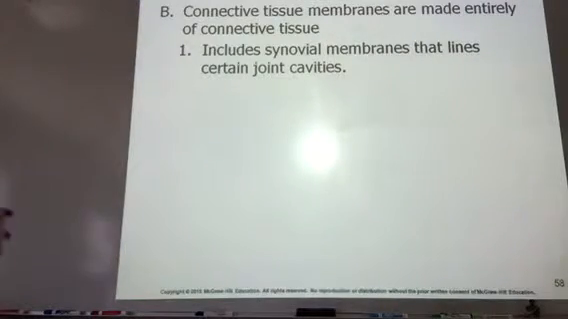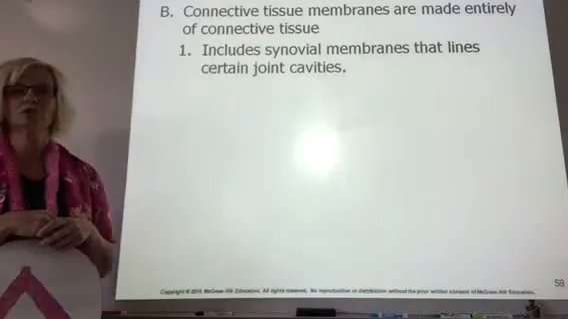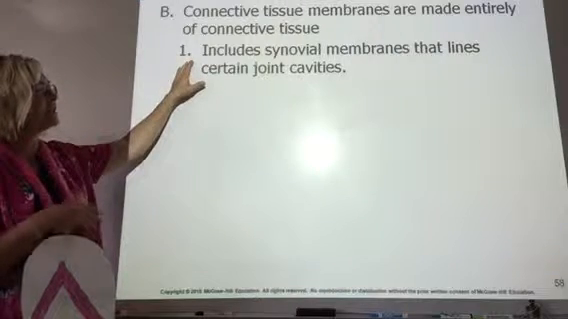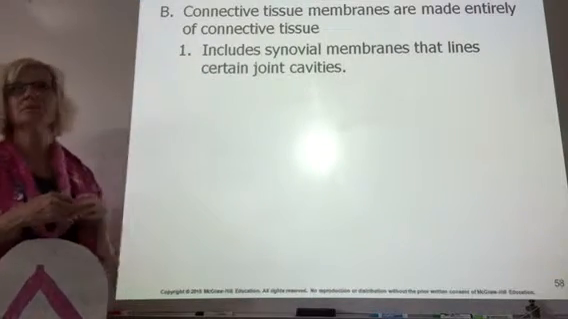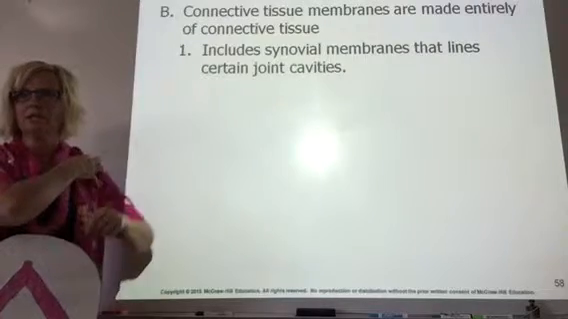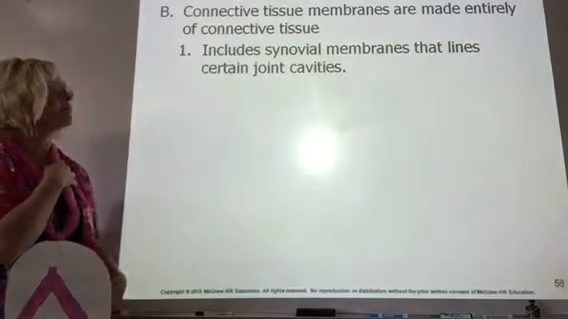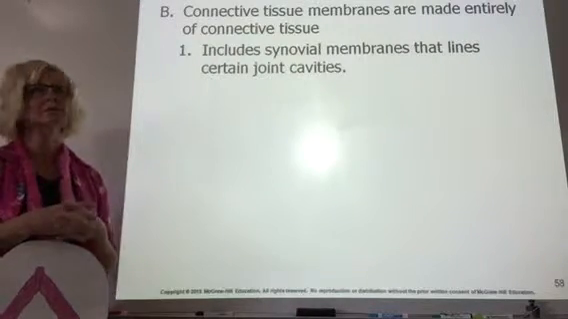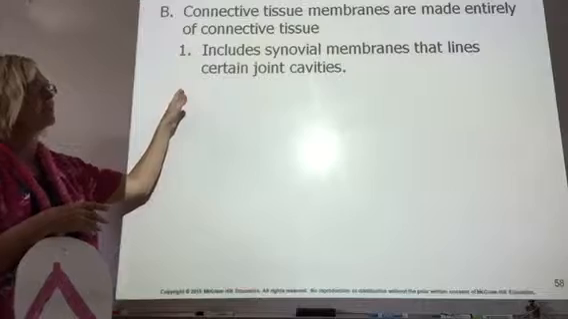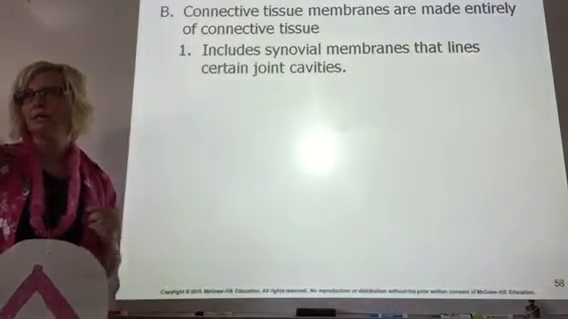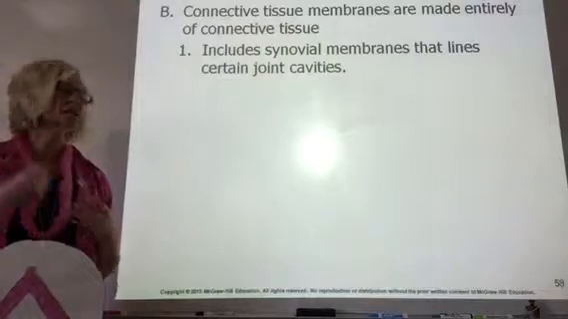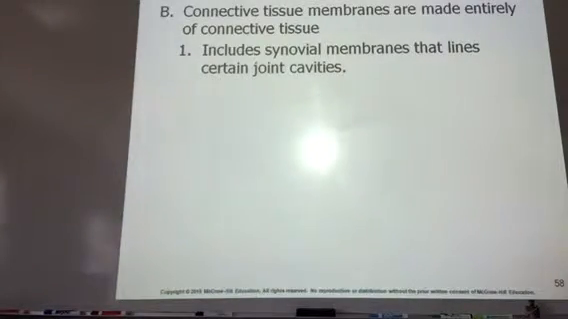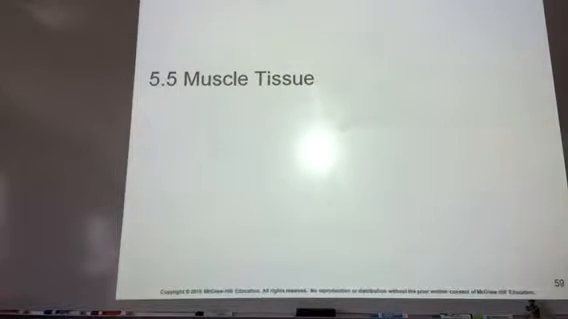Connective tissue membranes are made entirely of connective tissue, so there's no epithelial tissue with it. And these would be in synovial membranes, and they're mostly found in your joint area. So like your shoulder joint, hip joint. Synovial fluid is going to be found inside of this membrane, and that fluid in your joints helps them to move easily. Sometimes as people get older, they will lose some of that fluid, and then that can lead to joint pain.